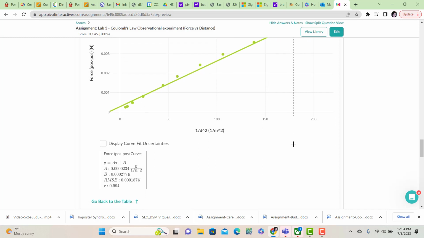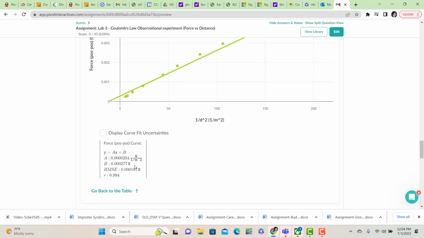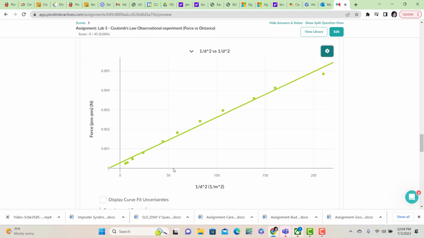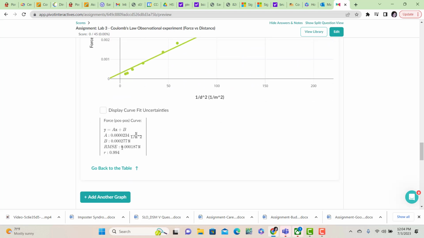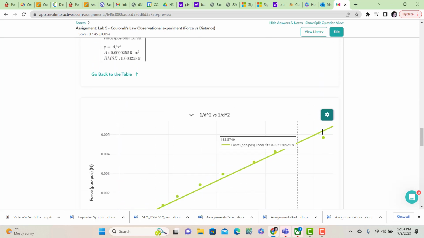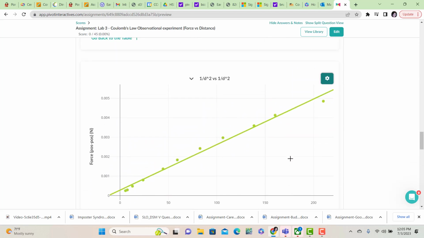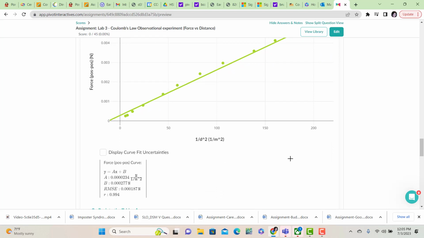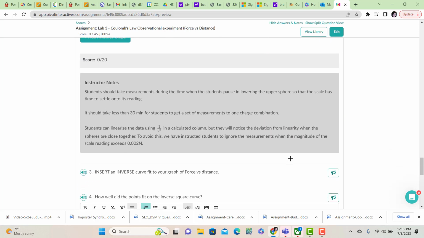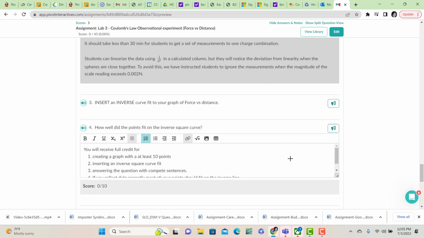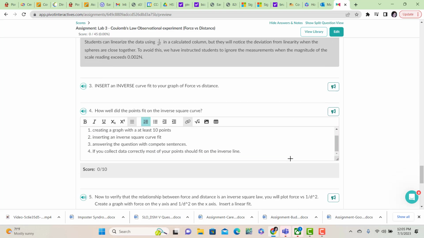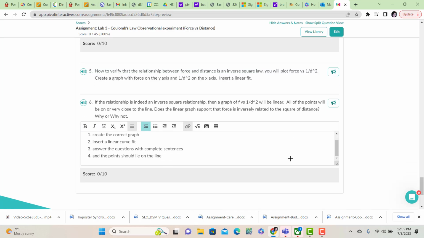And it is linear. And the R is 0.99, which is close to 1. It should be. And RMSE is close to 0, which it should be. So, yes, this is a very good fit. As long as the RMSE is close to 0 and the R is close to 1, that means most of the points are following along like they're supposed to. So, yes, force is inversely related to distance squared. So, you're going to be using that information just to verify that relationship.